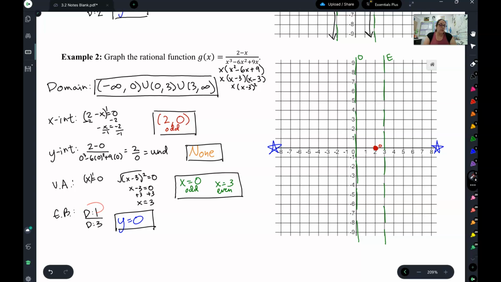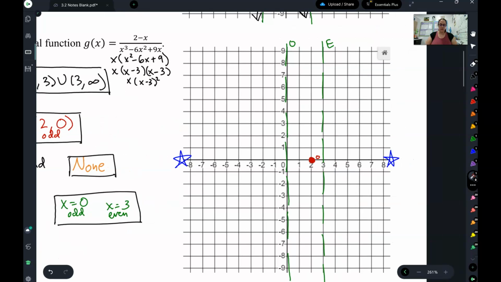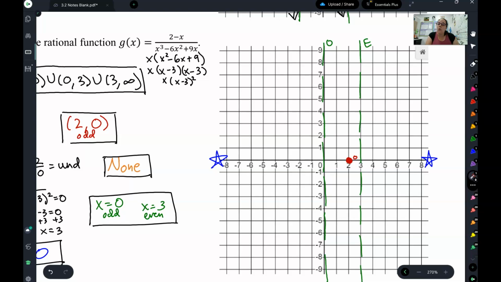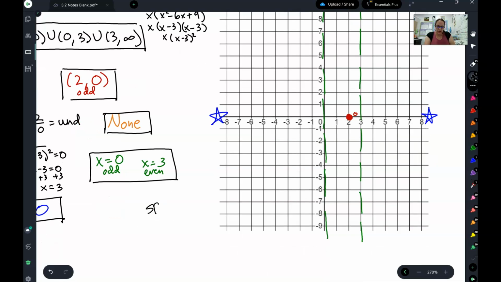And for end behavior, degree on top is 1, degree on bottom is 3, so that's our y equals 0 rule. And I graphed all of that over here. So now if we go to graph this, I know I need to go through my x-intercept because it's odd. However, same problem we had in example 1, I'm not sure if I should go through that way or that way, which means I need a starting point. So pick a number on either side of your x-intercept to plug in. I can't really plug in 3 because that's an asymptote. So let's go to the other side and plug in 1.